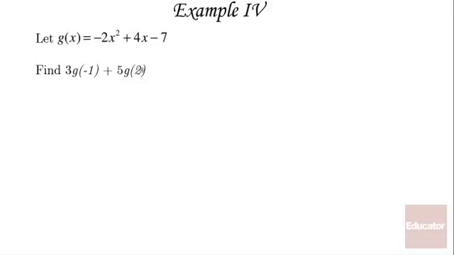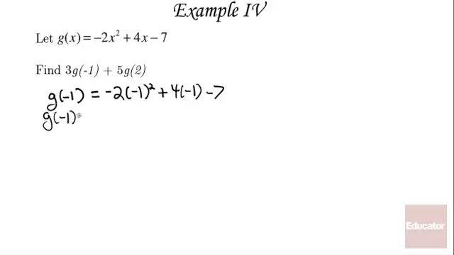Okay. The first thing I need to do is figure out what g of -1 is and what g of 2 is. So starting with g of -1, looking back at my original equation, I'm going to substitute in a -1 wherever I see an x. So g of -1 equals -2, and then if I square -1, my result is going to be a 1, plus 4 times -1 minus 7.